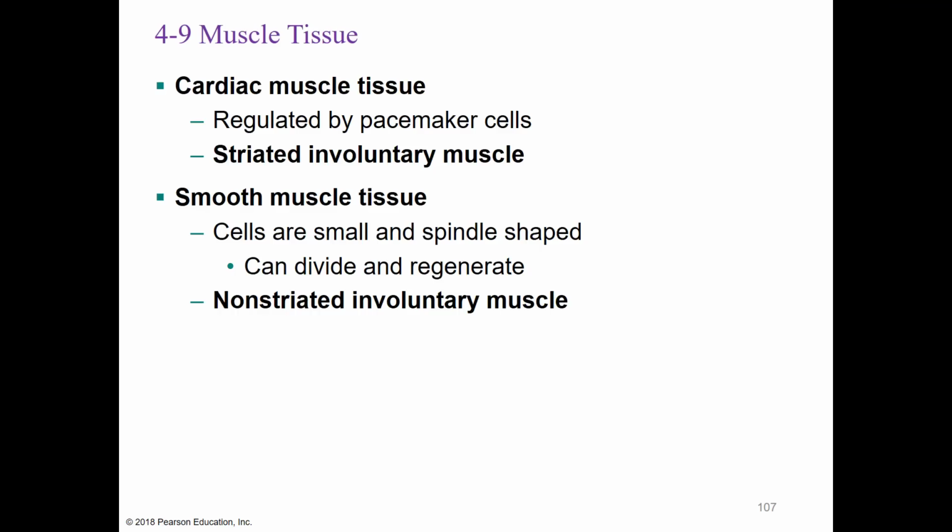So next we have smooth muscle tissue, which is found lining hollow organs. So that would mean things like the stomach, the intestines, the esophagus, the bladder, the uterus. These cells are small and spindle-shaped. They can divide and regenerate, and they are non-striated, so no stripes, which makes them look nice and smooth. And they too are involuntary, so we do not control when our stomach, intestines, or bladder spasm or contract.